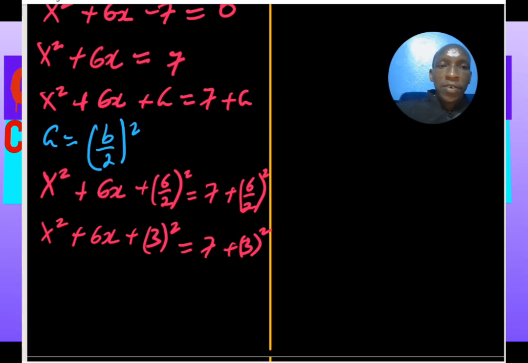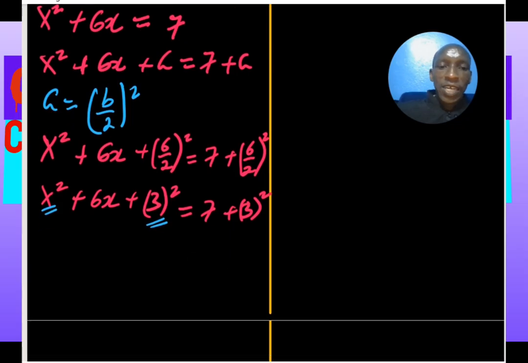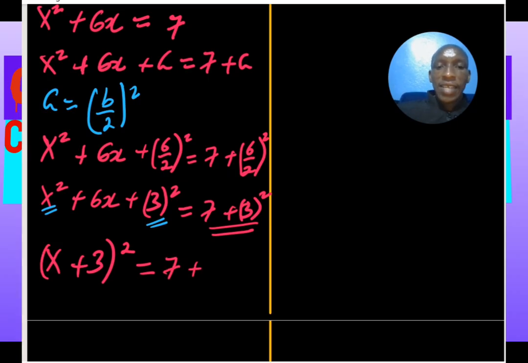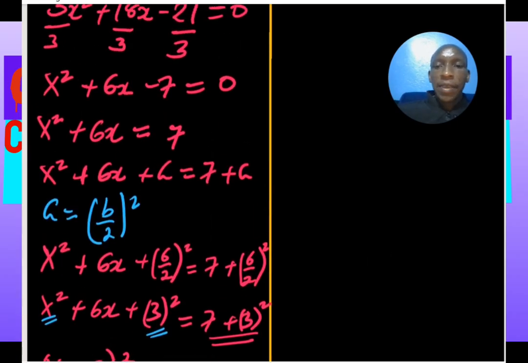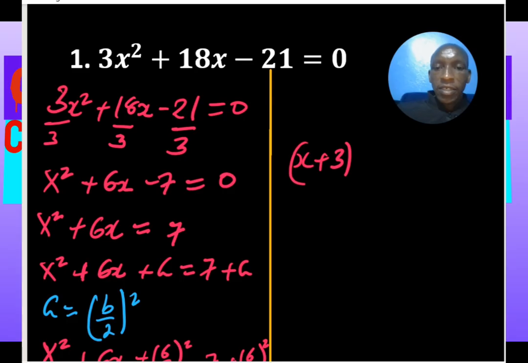Now, remember what we said at this stage: pick the values which are squared and put them in one bracket. So we shall now have x plus 3 in one bracket, squared once, is equal to 7 plus 3 squared, which is 7 plus 9. So x plus 3 squared is equal to 7 plus 9, which is 16.